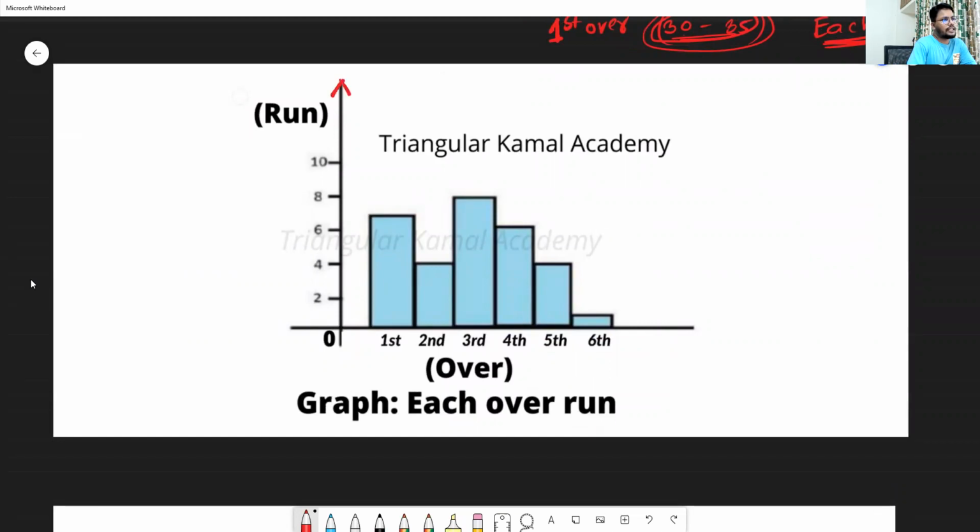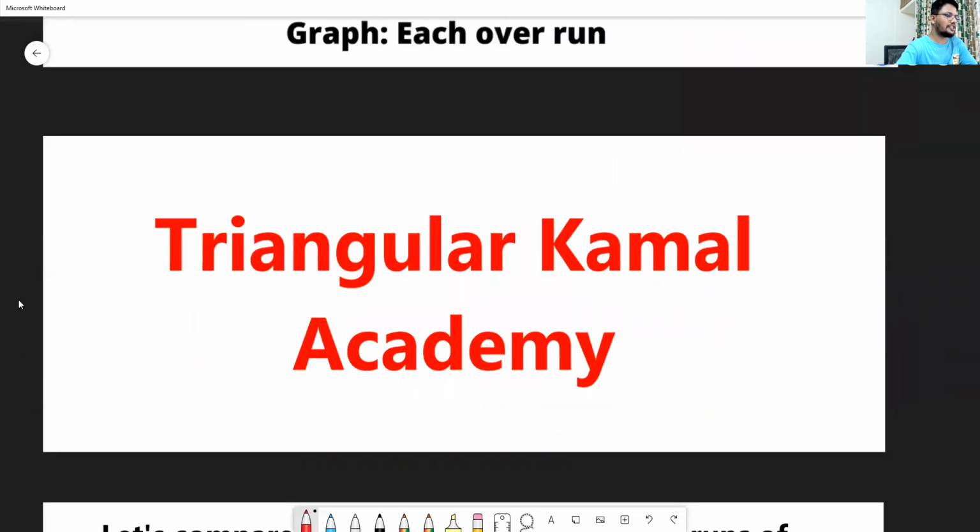On the y-axis consider the run, and on the x-axis the overs, first over to 6th over. The first over score is 7. The second over score is 4, and the third over score is 8. The fourth over score is around the middle of 6 and 7, so 7. The fifth over score is 4. The sixth over score is only 1. So now a histogram graph is used to compare each over's runs.